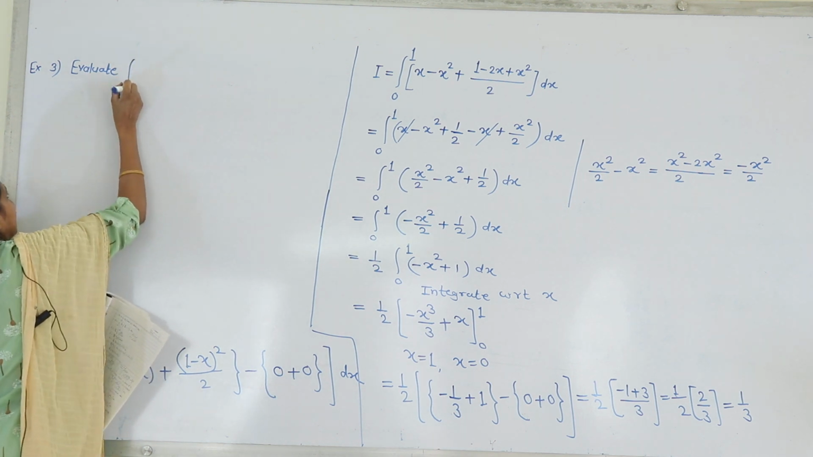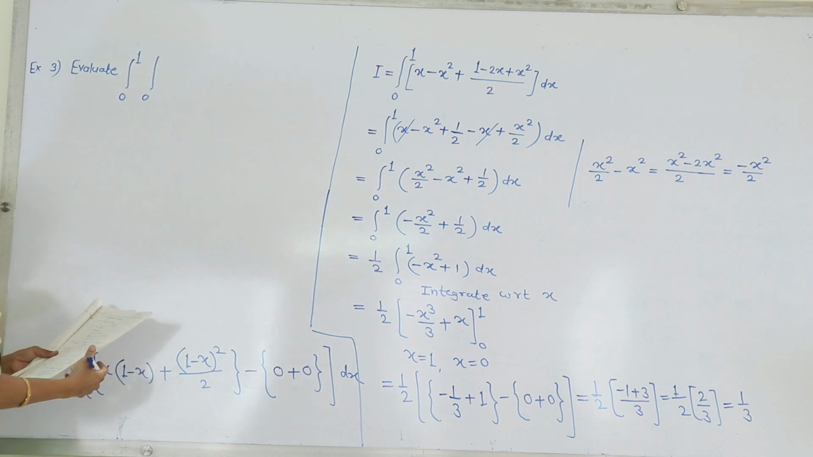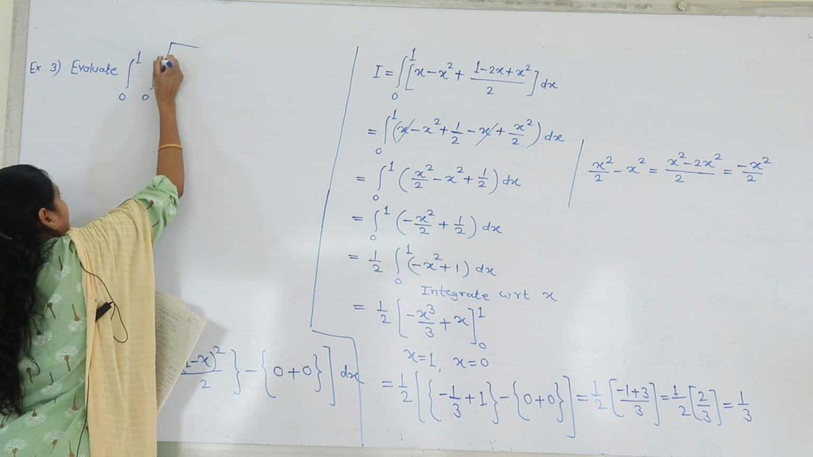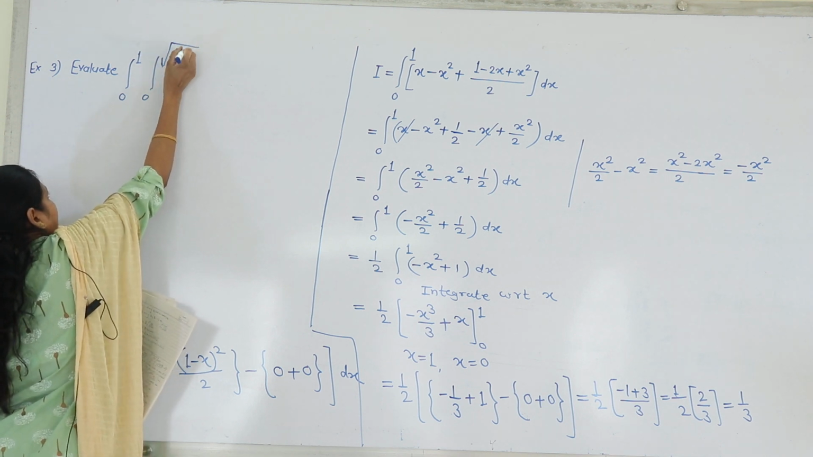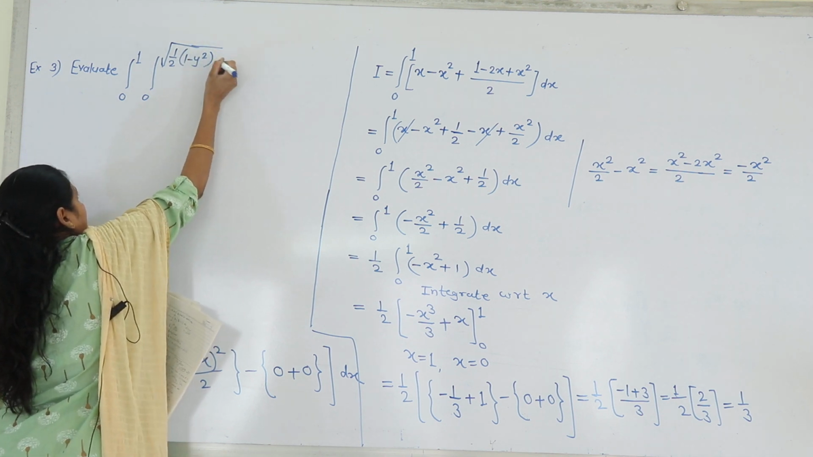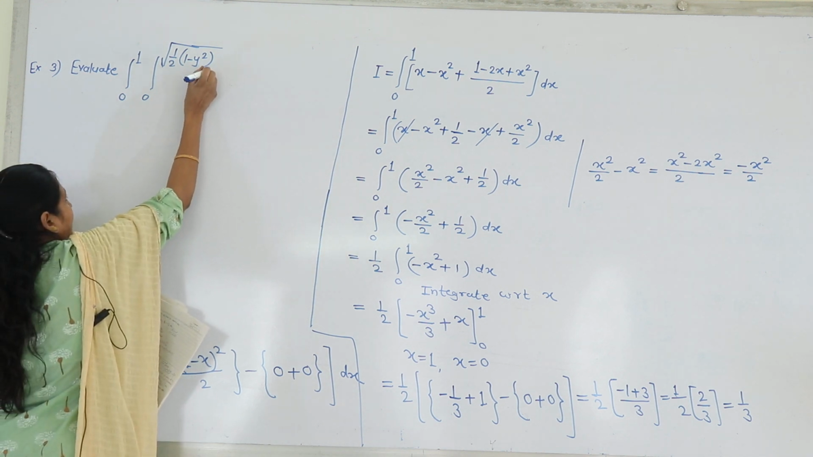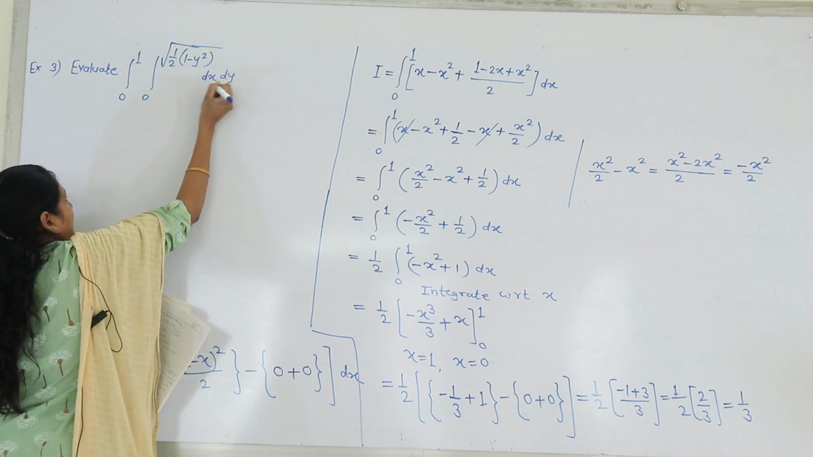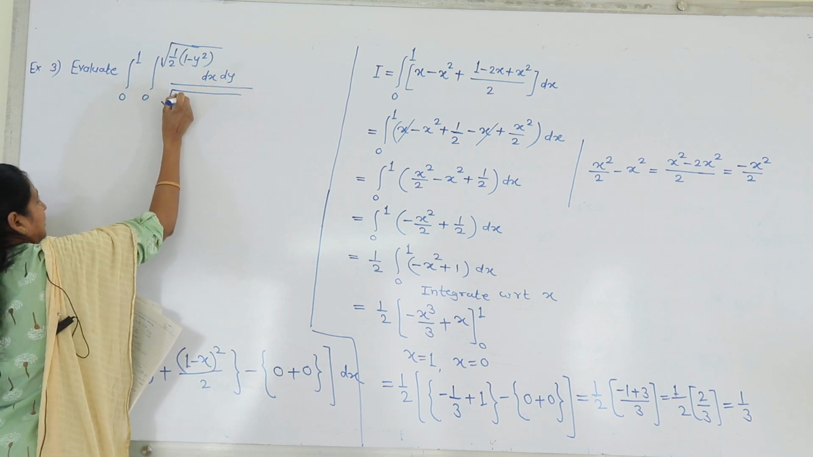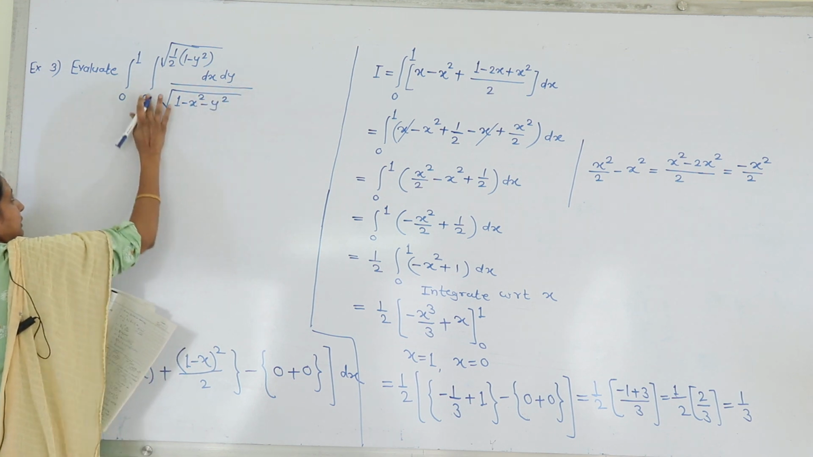Integration from 0 to 1, then integration from 0 to under root of 1/2 in bracket 1 minus y square, dx dy upon under root of 1 minus x square minus y square.